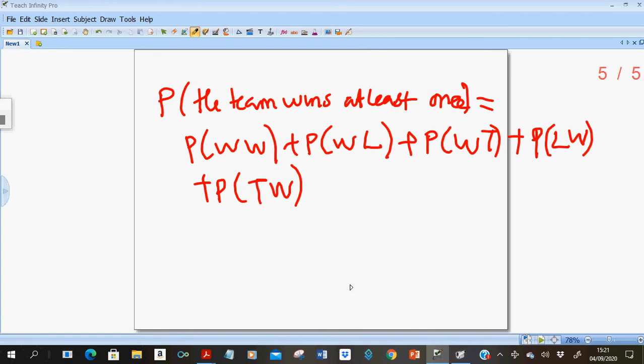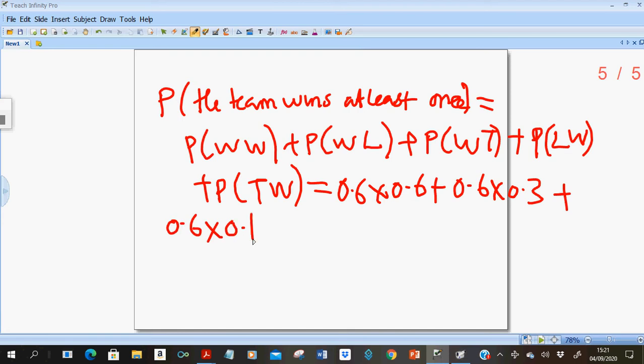Therefore, probability of win-win is just 0.6 multiplied by 0.6 plus win-lose is 0.6 multiplied by 0.3, then plus win-tie, which is 0.6 multiplied by 0.1 plus lose-win 0.3 multiplied by 0.6 and tie-win 0.1 multiplied by 0.6. Okay, so you add those probabilities and you get 0.84.